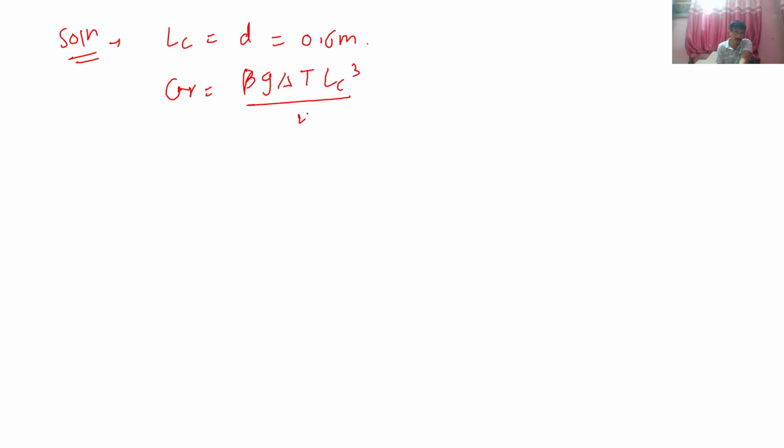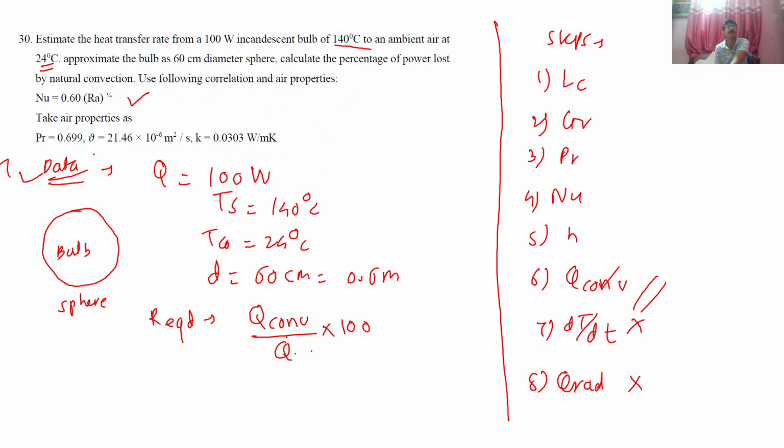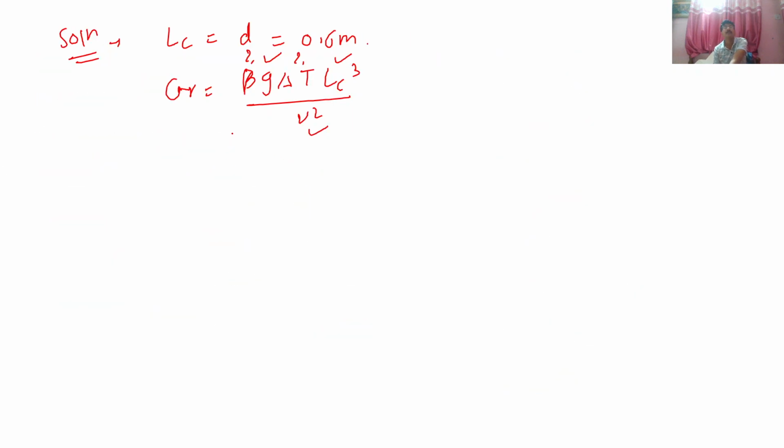LC cube upon nu square. Let's tick mark and question mark. Beta is unknown, so question mark, g is known, delta T is question mark, LC is known, nu is known from the property table. You see here nu is given. So what is beta? उसके लिए हमें लगेगा mean film temperature, TMF. It is Ts plus T infinity upon 2.